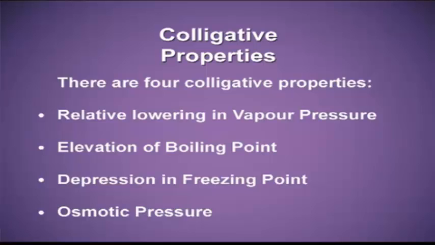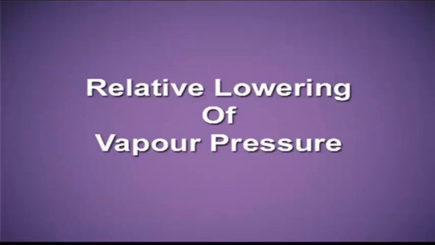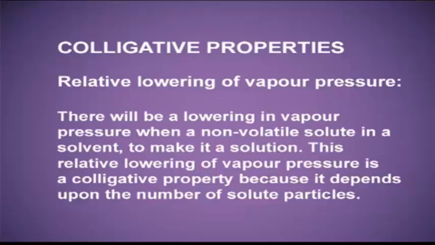The first colligative property is relative lowering of vapor pressure. Just now, in the beginning, I explained that there will be a lowering in the vapor pressure when I mix a non-volatile solute in a solvent to make a solution. This relative lowering of vapor pressure is a colligative property because it depends upon the number of solute particles. The more the solute particles, the more the concentration, the more the molarity, the more will be the lowering in the vapor pressure.